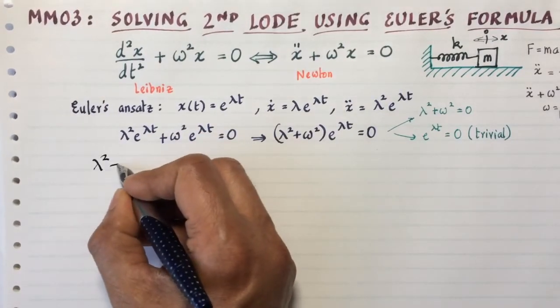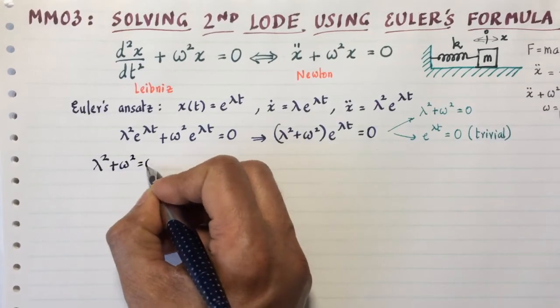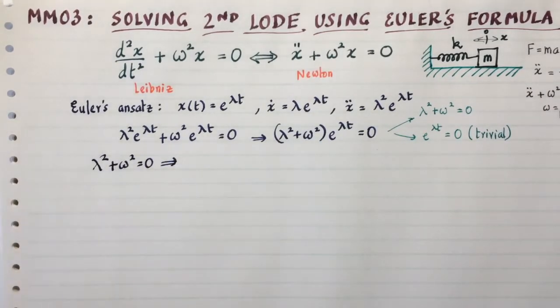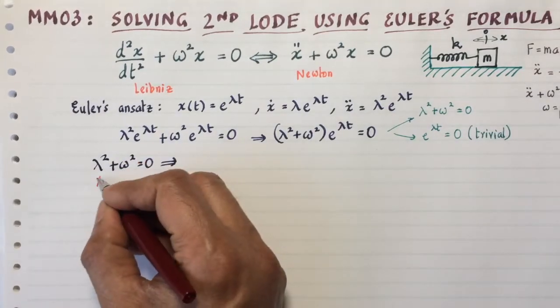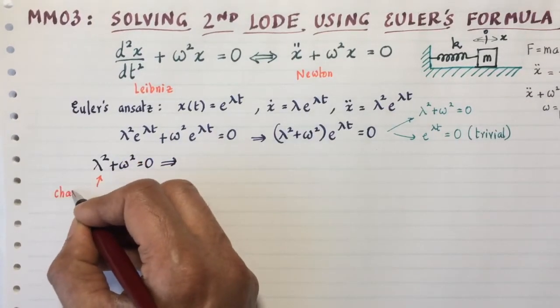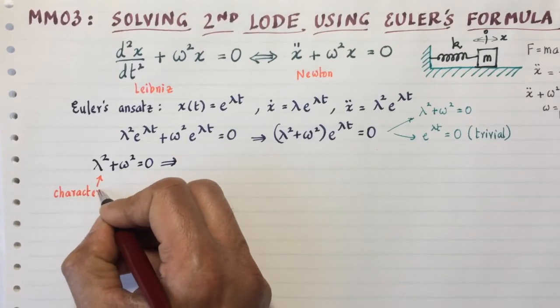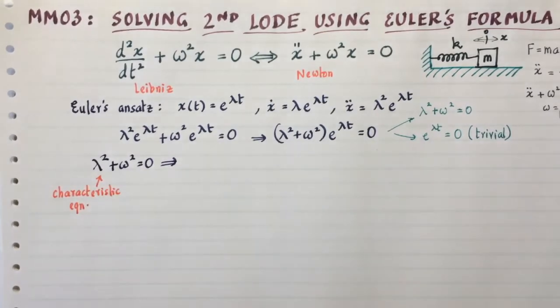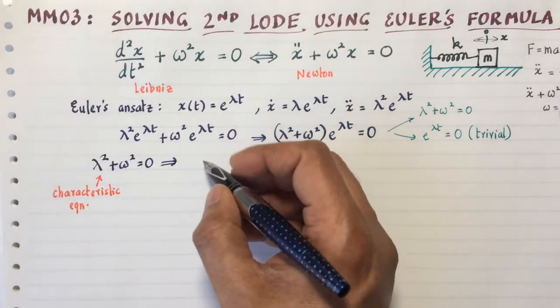So let's focus on that. Lambda squared plus omega squared equal to 0 means that, but incidentally, for those who are fond of terminology, this is called the characteristic equation in differential equation theory. When you use the Euler ansatz, you'll always get an algebraic characteristic equation that is an algebraic polynomial, and it has to be solved.